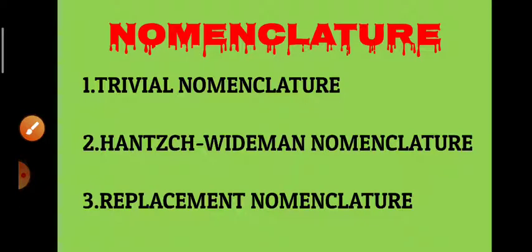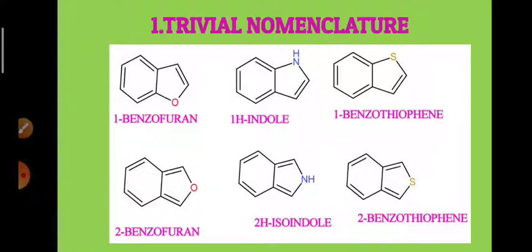Now we go for the nomenclature. Here, three types of nomenclature are in practice for heterocyclic compounds. The first one is the trivial nomenclature. The second one is the Hantzsch-Widman nomenclature. The third one is the replacement nomenclature. Here, trivial means not so important. So these are some common names.